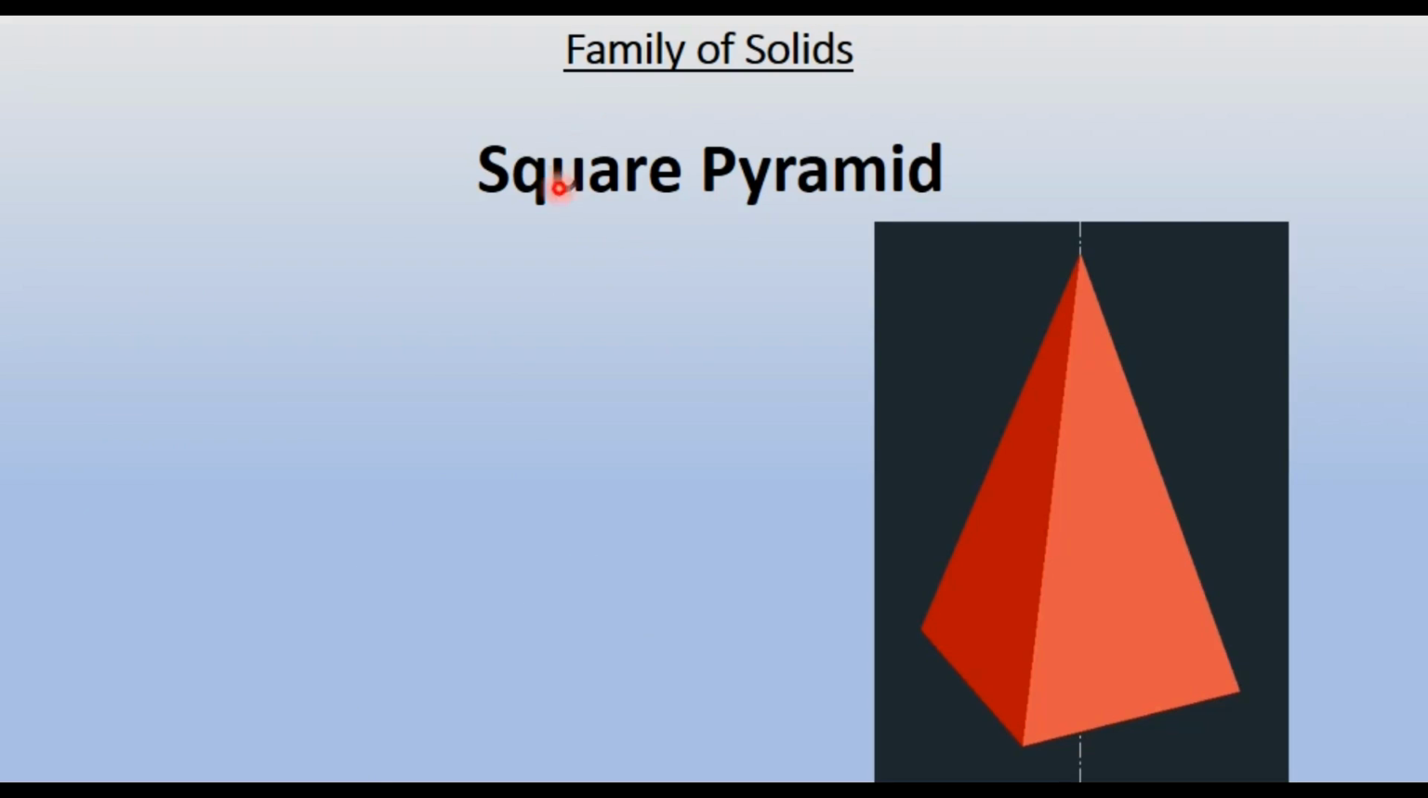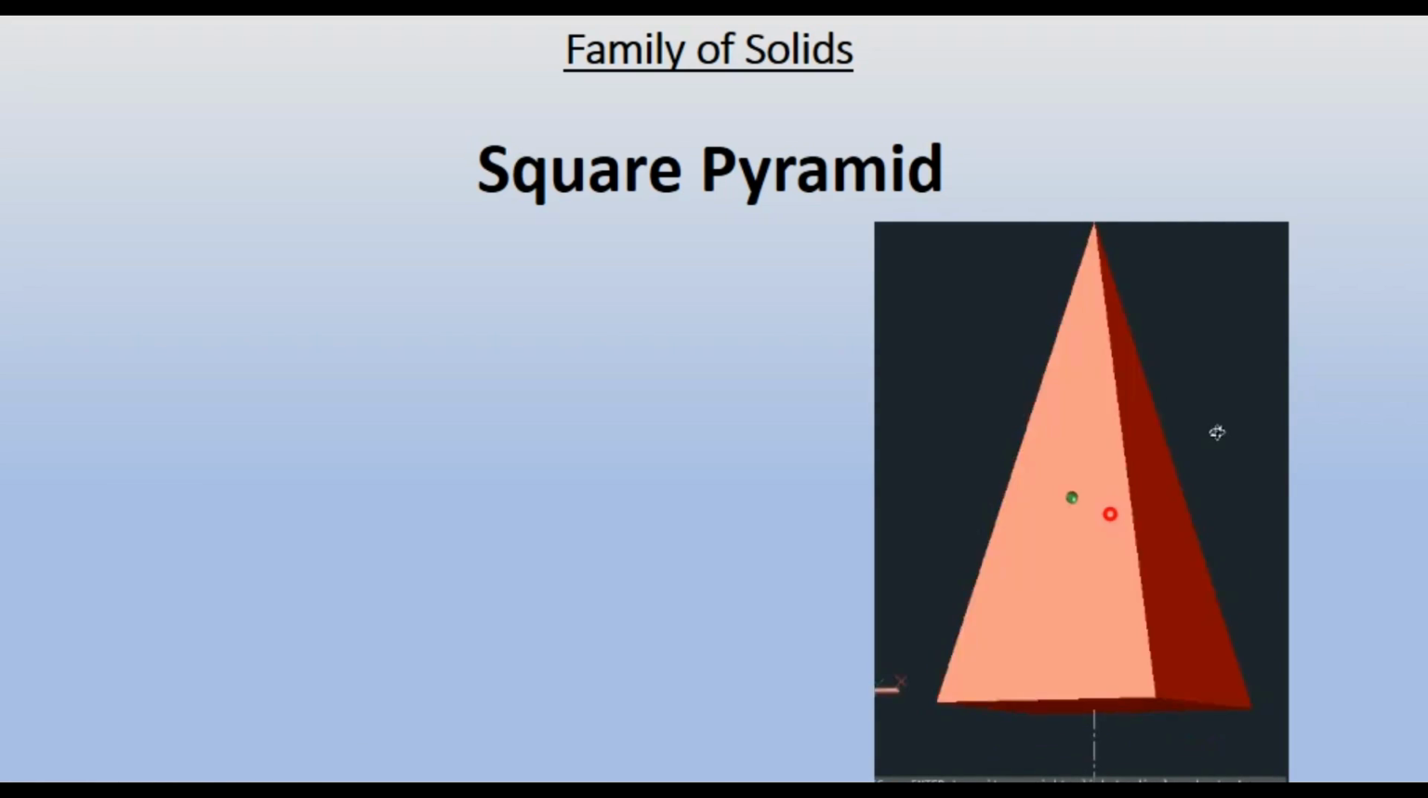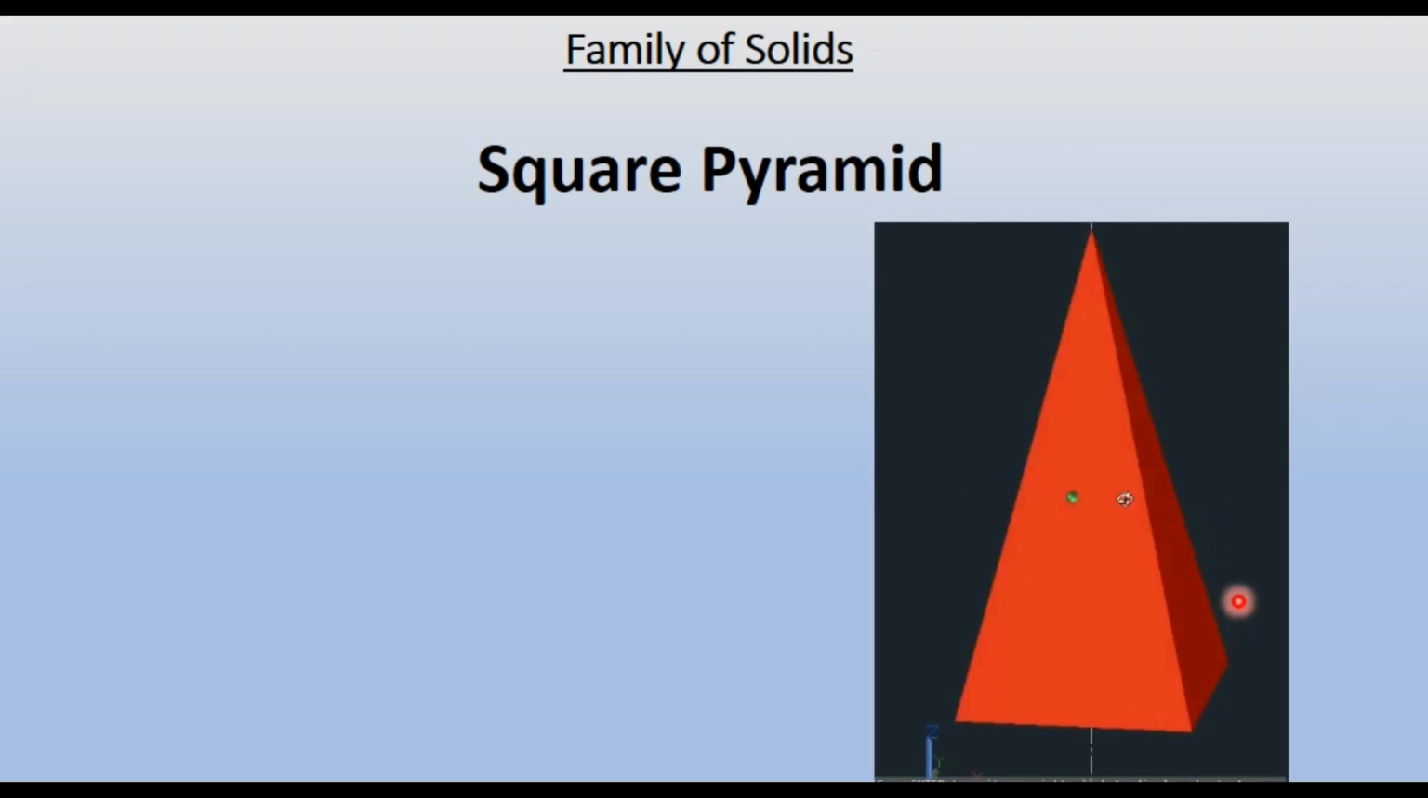Now we have a square pyramid. Earlier we have seen square prism. Now this is a square pyramid. The main difference is that the square pyramid is having an apex point here. As you can see here, this is the apex point, and the base is obviously square in shape, which we will see in a moment. So as you can see, I'm rotating the square pyramid here. The base is a square.